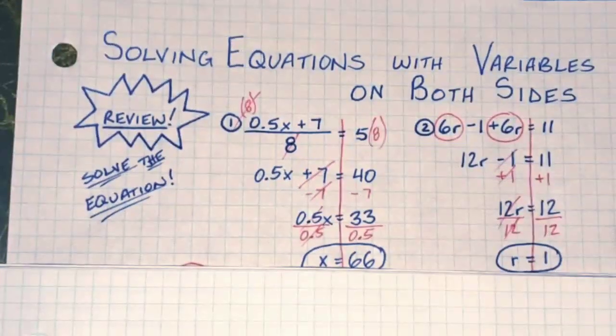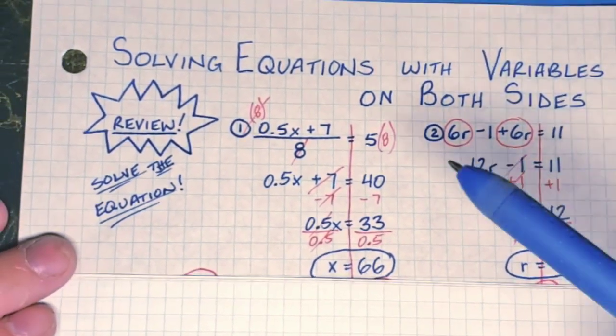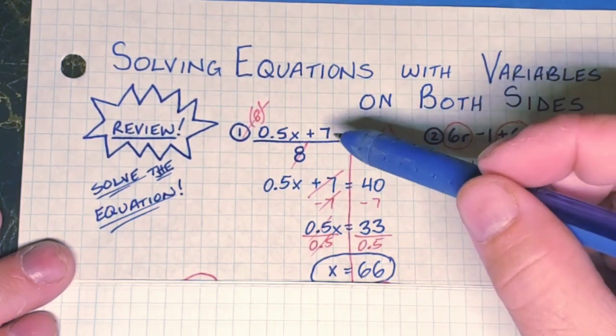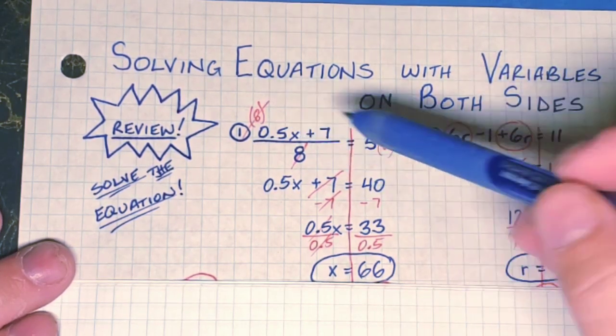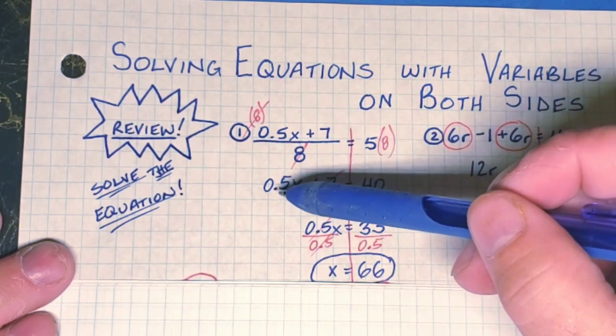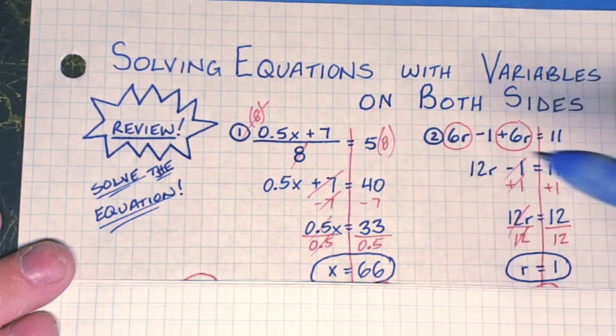All right, so here are our answers to our review questions. The first one, since there's a fraction with something to do on top, the first thing we need to do is undo the division. So we're going to multiply both sides by 8. The 8's cancel out. Leaves 0.5x plus 7. 5 times 8 is 40.